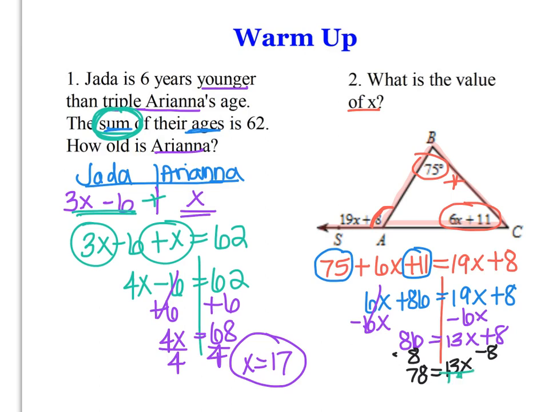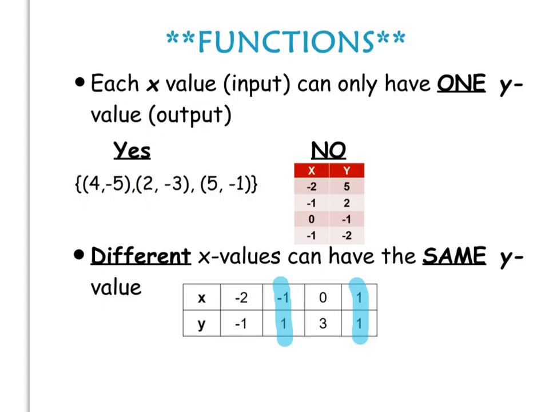Divide both sides by 13. I'm going to bring my answer up here. 78 divided by 13 is 6. Go back to the question. It's asking for the value of x, so I am done. I get 6. So, a quick review of functions.